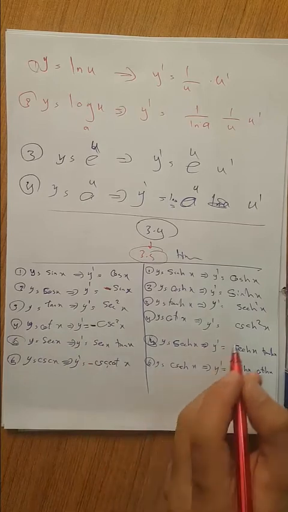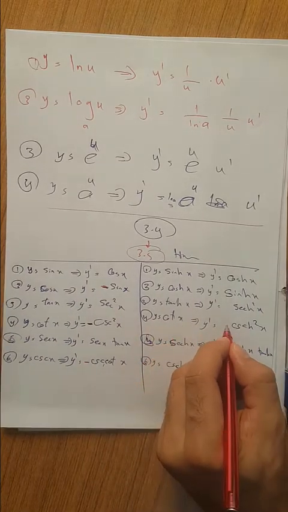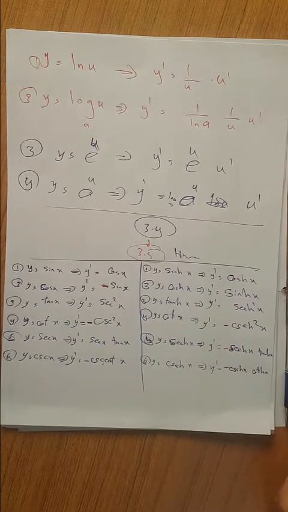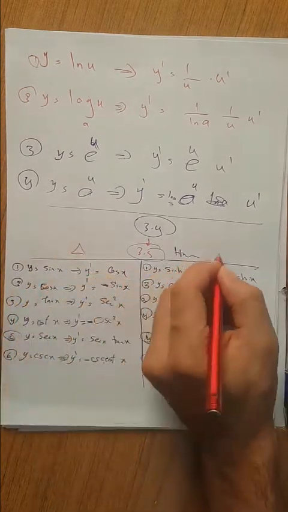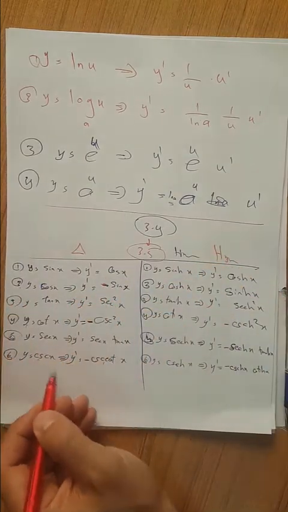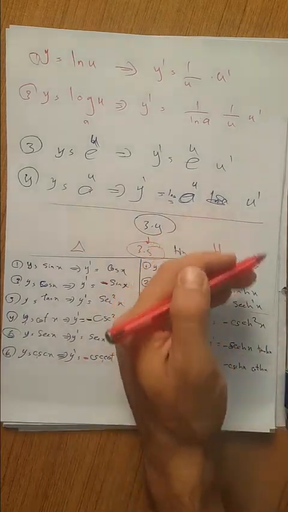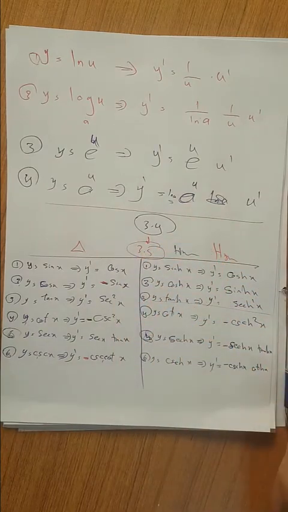They are the same. But there is one difference: from tan onward, we have a negative sign here. So in the trigonometric functions, the co-functions' derivatives are negative, but in the hyperbolic ones, only the third part are positive, the others are negative.